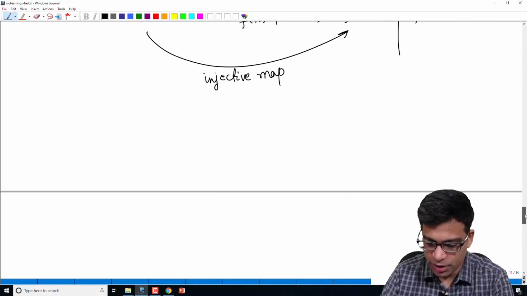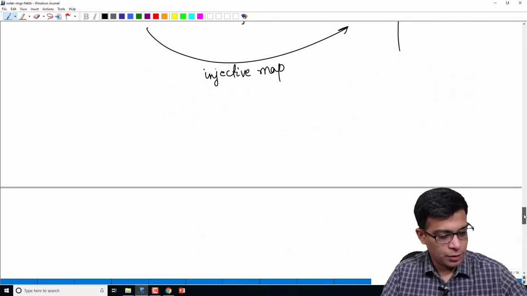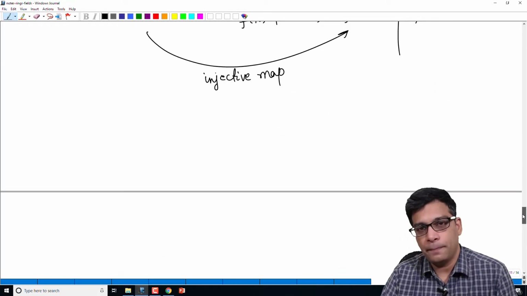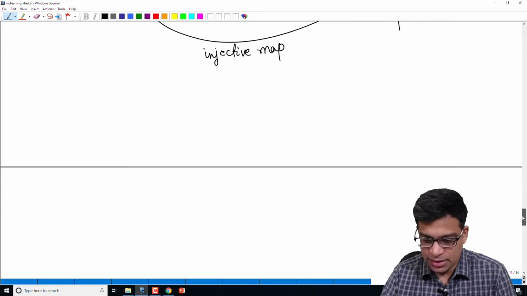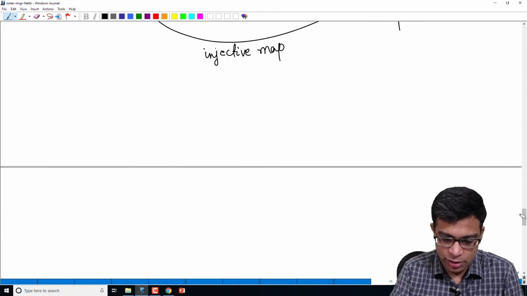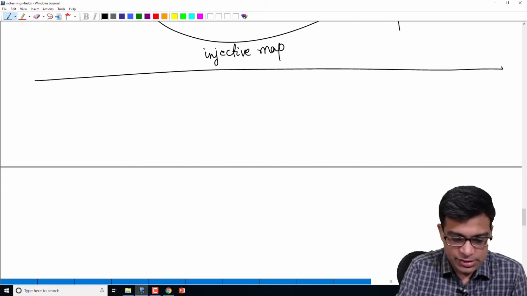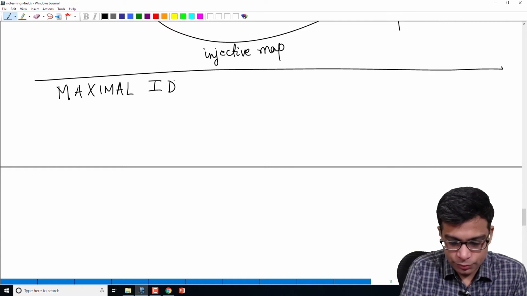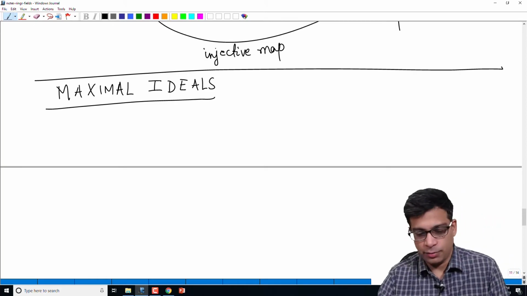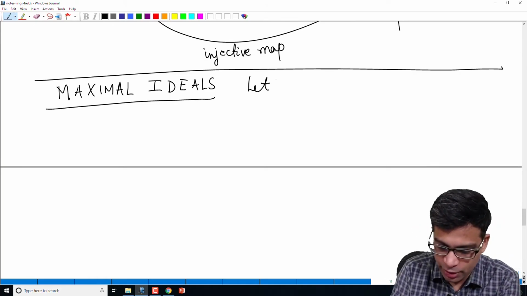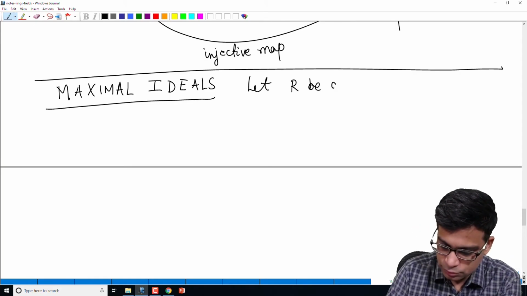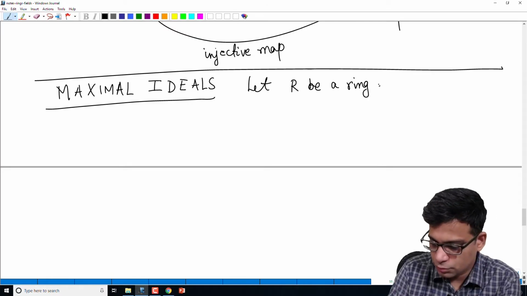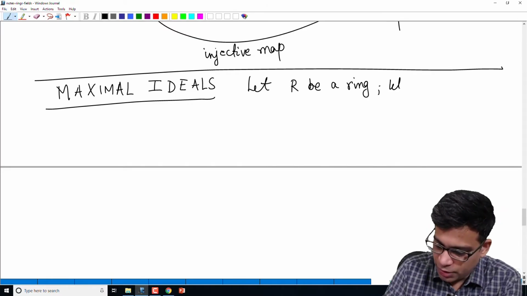This notion of integral domain is intimately connected to the notion of prime ideals. So the next class of ideals that I am going to study is the very important notion of maximal ideals. So let me define these now. I am going to define maximal ideals. So let R be any ring and let I be an ideal of R.